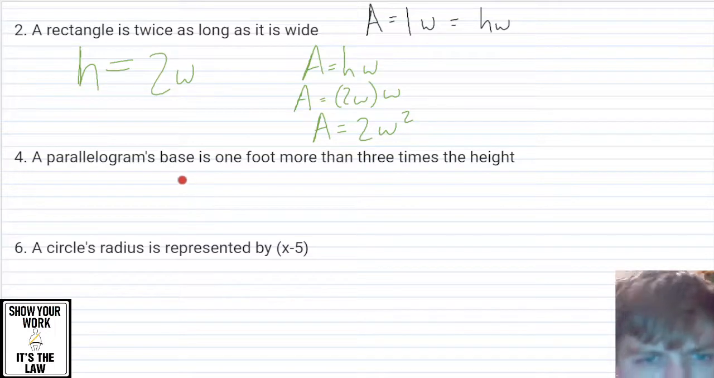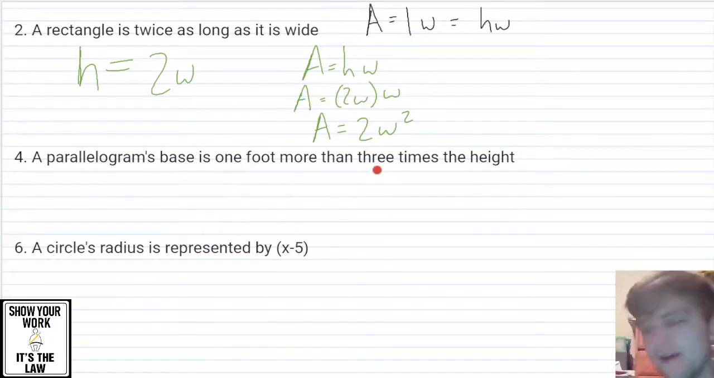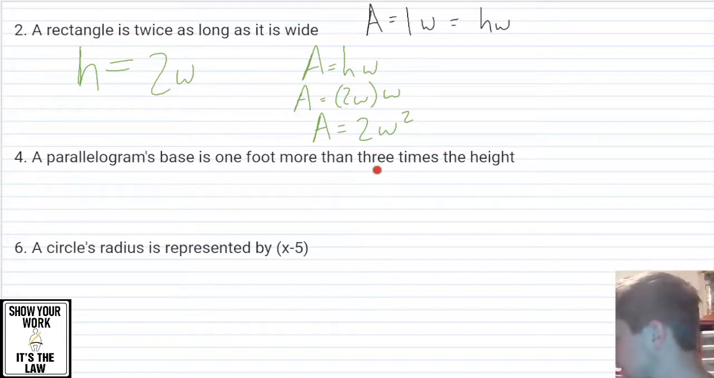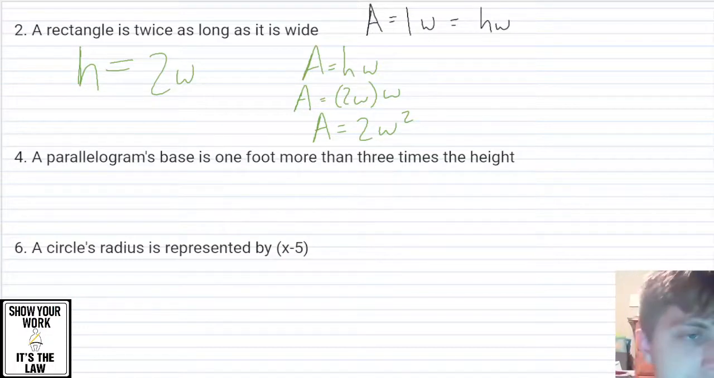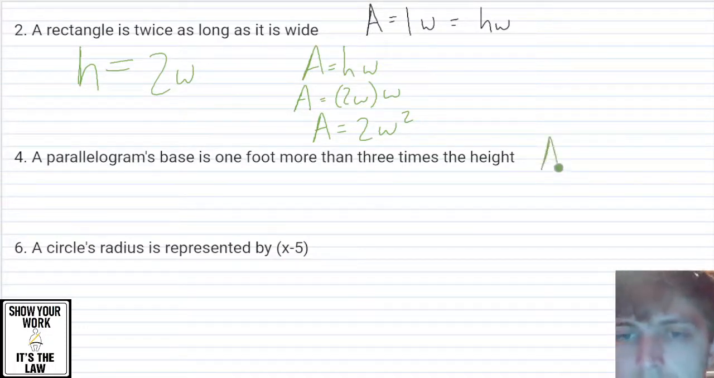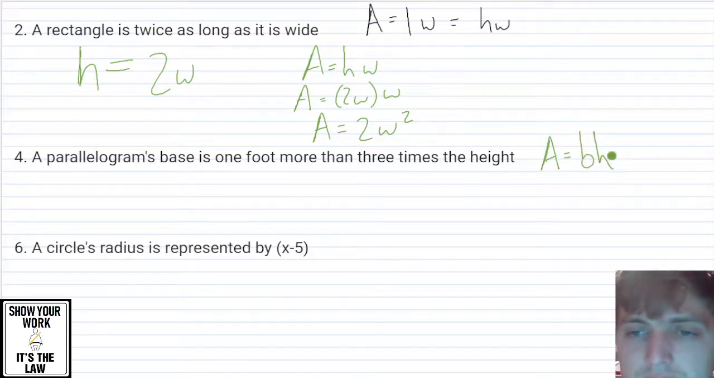A parallelogram's base is 1 foot more than 3 times the height. So let's find what the area of a parallelogram is going to be. First, it is going to be area equals base times height. Okay, area equals base times height.